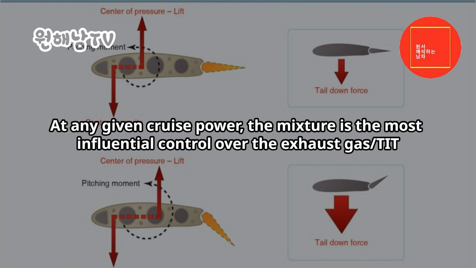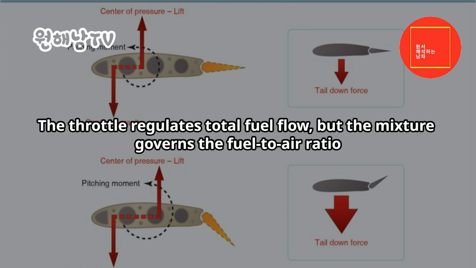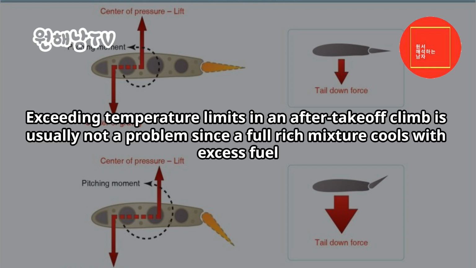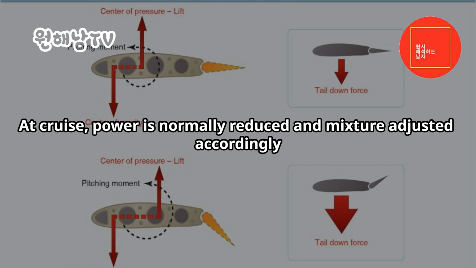At any given cruise power, the mixture is the most influential control over the exhaust gas TIT. The throttle regulates total fuel flow, but the mixture governs the fuel-to-air ratio. The mixture, therefore, controls temperature. Exceeding temperature limits in an after-takeoff climb is usually not a problem since a full rich mixture cools with excess fuel. At cruise, power is normally reduced and mixture adjusted accordingly.